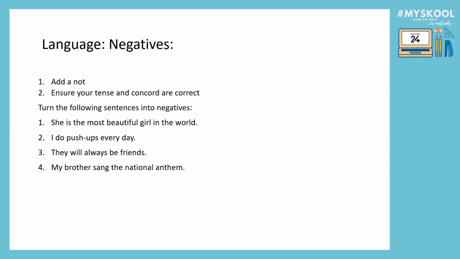Number 3, they will always be friends. Can you say they will never be friends, or do you say that they will? No, because then you're changing it into the opposite. Okay. They will not always be friends. Won't is short for will not. So will not or won't always be friends. My brother sang the national anthem. My brother did not sing the national anthem. Yes, perfect. My brother did not sing or didn't sing the national anthem.